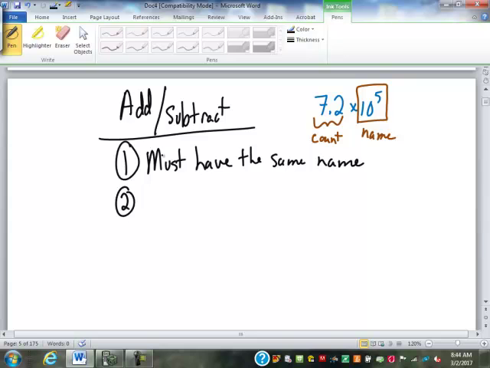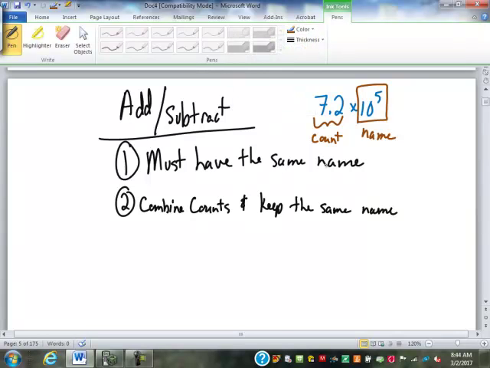And then finally, the second thing about adding and subtracting is we combine counts, adding or subtracting, whichever operation we're using. And we keep the same name. So we must have the same name, and we're going to keep that same name.